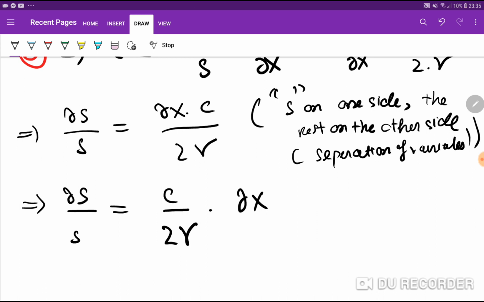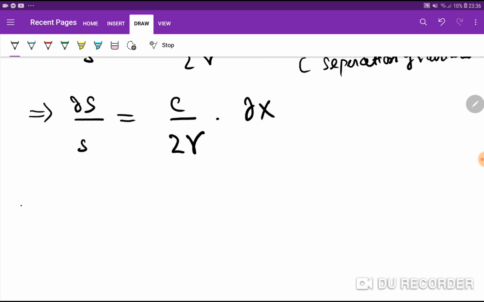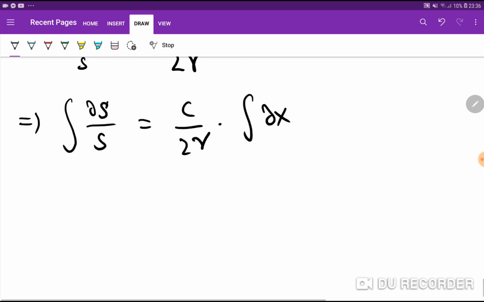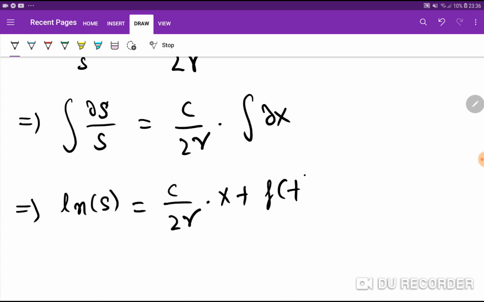And the golden rule is you pull all the constants out. Okay, so I'm ready to integrate. So let's go ahead and integrate both sides. c over 2 mu times the integral of partial x. Okay, so what will we get? You get ln of s equal to c over 2 mu times x plus f(t).